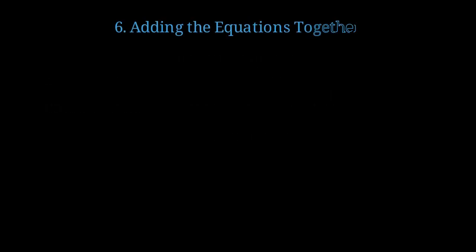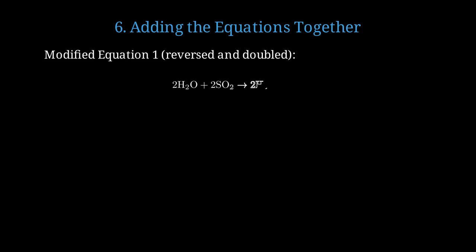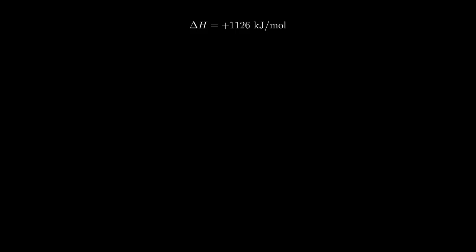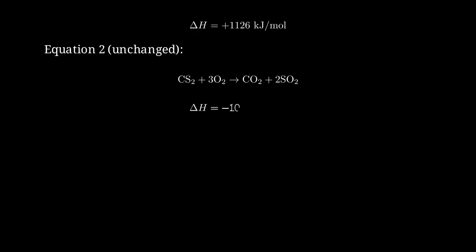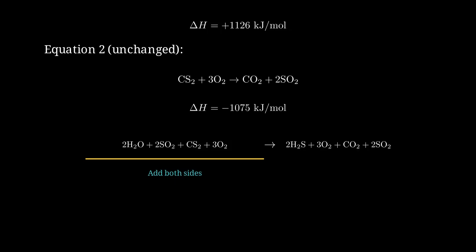Now we're ready to add our modified equations together. First, our modified equation 1. 2 water plus 2 sulfur dioxide produces 2 hydrogen sulfide plus 3 oxygen. Delta H equals positive 1,126 kilojoules per mole. Plus equation 2, unchanged. CS2 plus 3 oxygen produces CO2 plus 2 sulfur dioxide. Delta H equals negative 1,075 kilojoules per mole. We add both equations together, combining all reactants on the left and all products on the right.